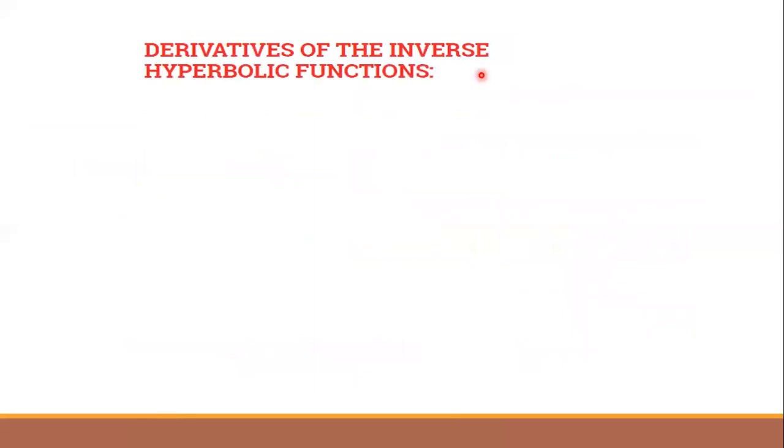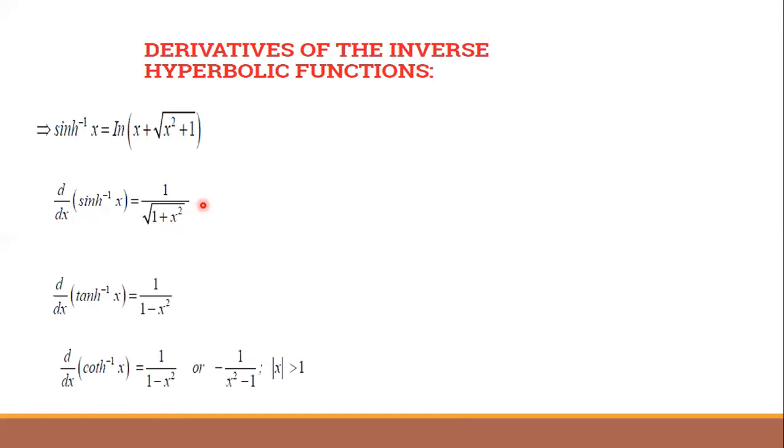Now, derivative of inverse hyperbolic functions. As we know, the value of sine hyperbolic inverse of x is log of x plus square root of x square plus 1. The derivative of sine hyperbolic inverse of x is 1 over square root of 1 plus x square. Similarly, derivative of tan hyperbolic inverse x is 1 over 1 minus x square. Derivative of cot hyperbolic inverse of x is 1 over 1 minus x square, or minus 1 over x square minus 1, provided that mod x should be greater than 1.